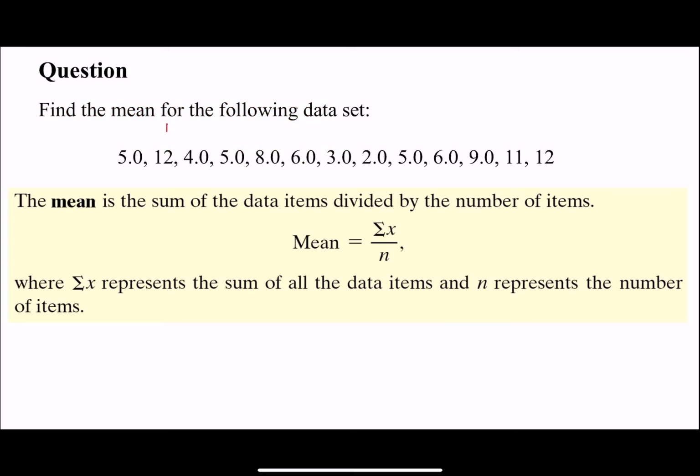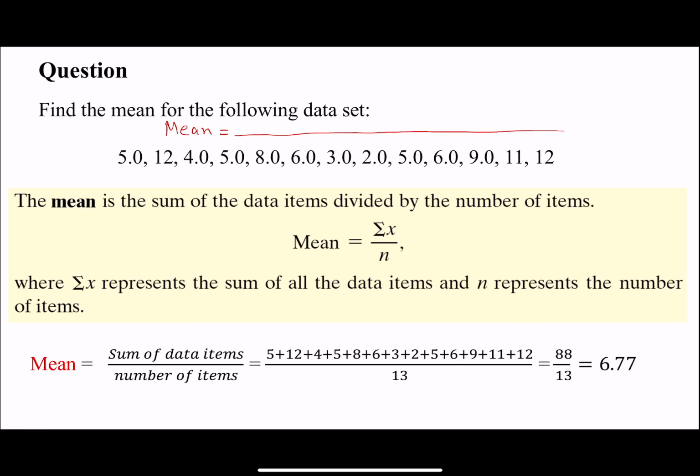So mean value is then, I add all the data items: 4 plus 5 plus 8 plus 6 plus 3 plus 2 plus 5 plus 6 plus 9, add it to 11 and then I add it to 12. And then I divide it by the number of data items that I have. So 1, 2, 3, 4, 5, 6, 7, 8, 9, 10, 11, 12, 13, over 13.